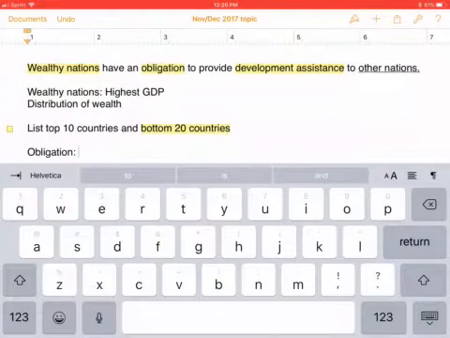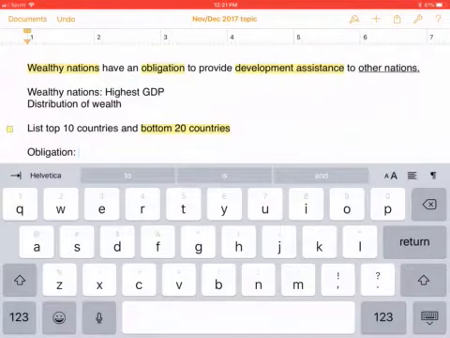And so we're going to look at wealthy nations' obligation and development assistance. Wealthy nations have an obligation to provide development assistance to other nations is the resolution for November and December. So you're going to take it both to the novice tournament and to the tournament in December at Columbia. So however you define wealthy nations will also be how you need to define other nations.